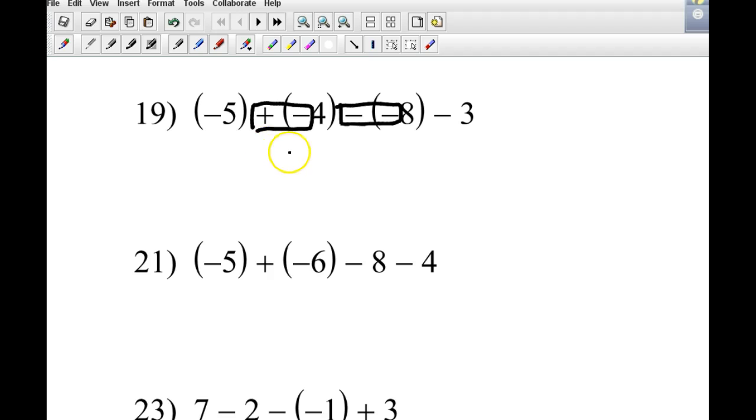Okay. So we got a negative here. Adding something negative is negative. Taking away a negative, that's good. Eight.